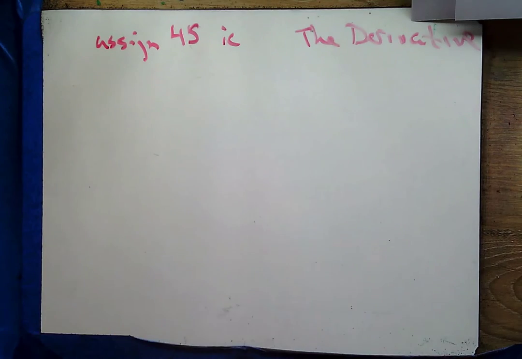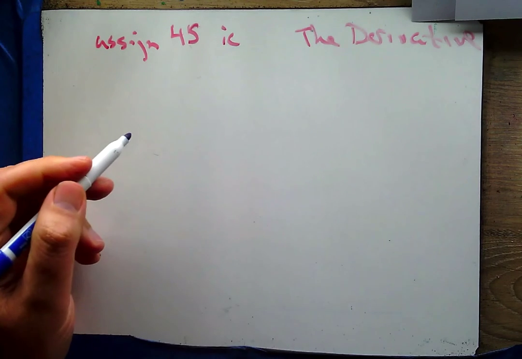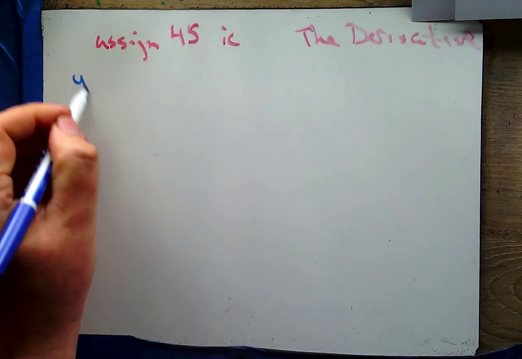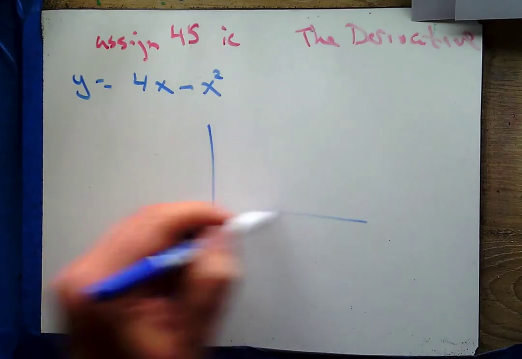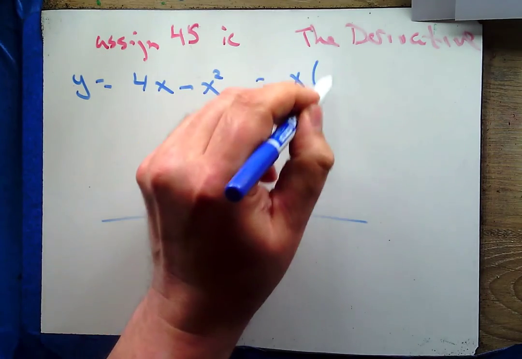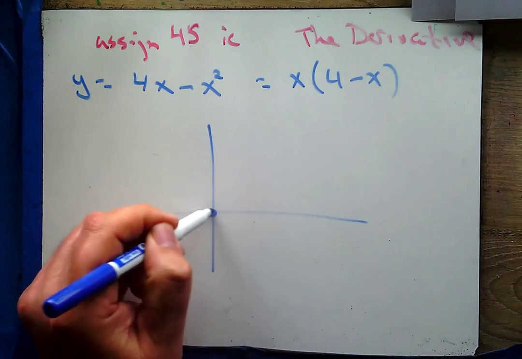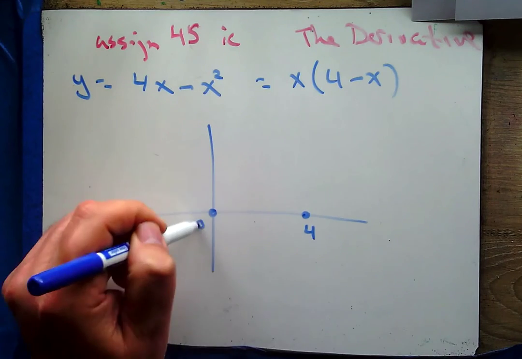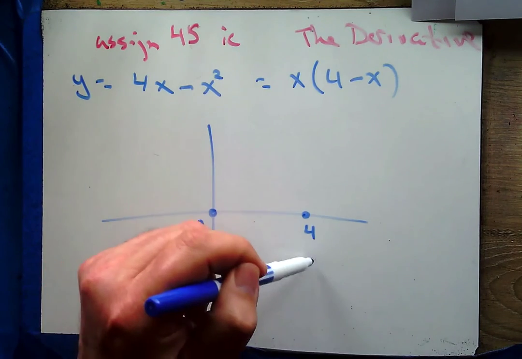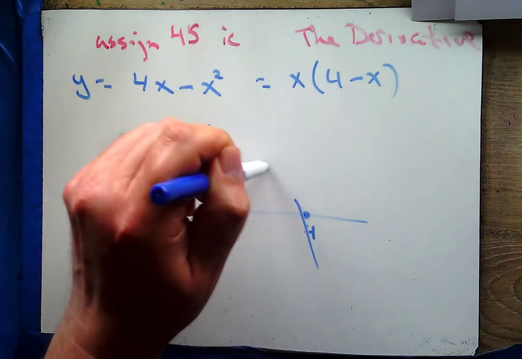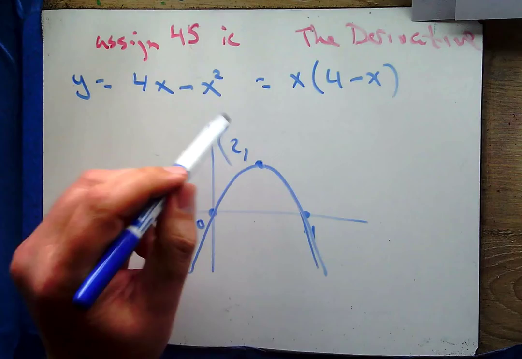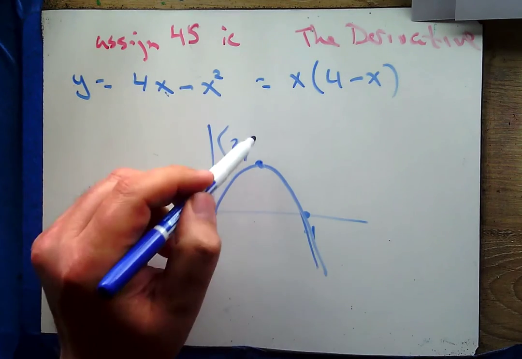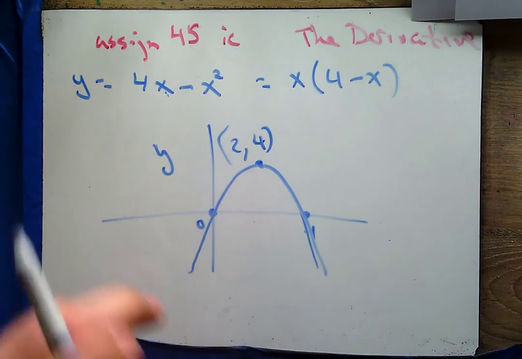Okay, so question 1 says, without using your calculator, sketch both y and y prime for y equals 4x minus x squared. Okay, so 4x minus x squared is the same as x(4 minus x), so I've got zeros at 4 and 0, and this is a down-pointing parabola. I know the peak occurs halfway in between these at 2, and if I plug a 2 in here, I have 8 minus 4, or 4. So there's the graph of y.